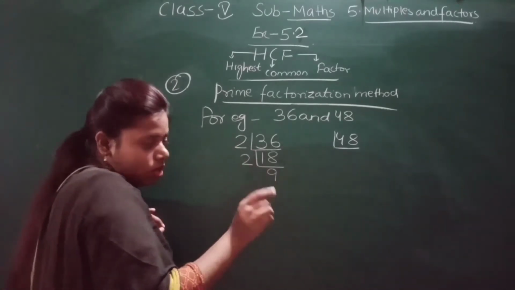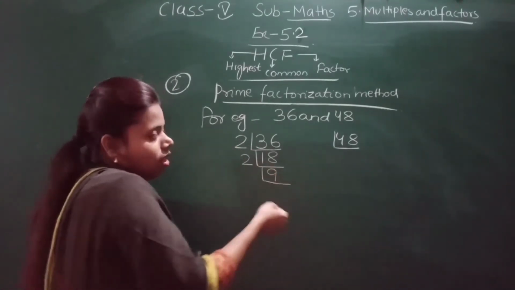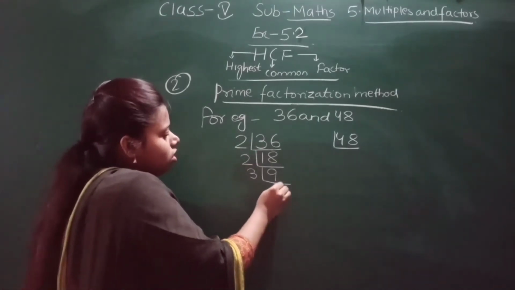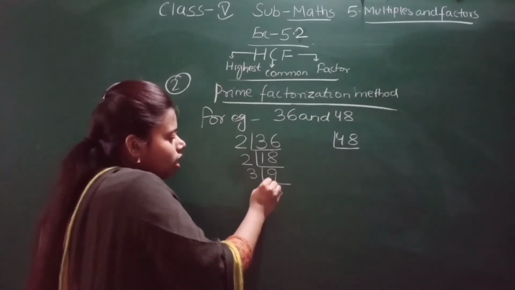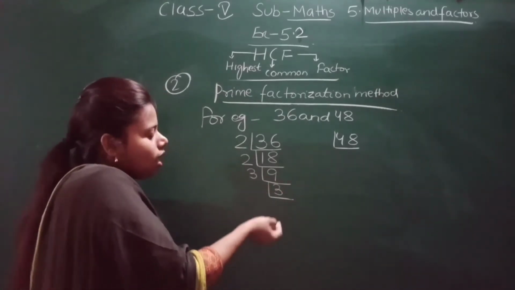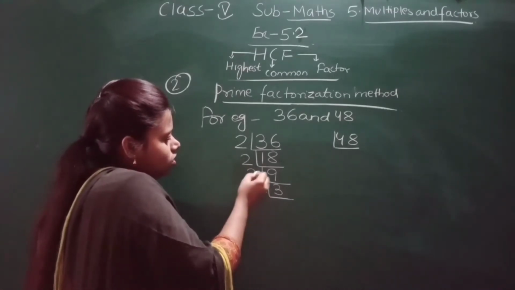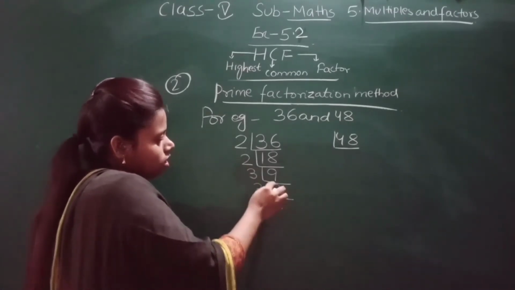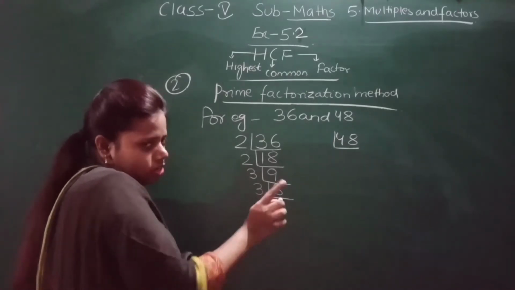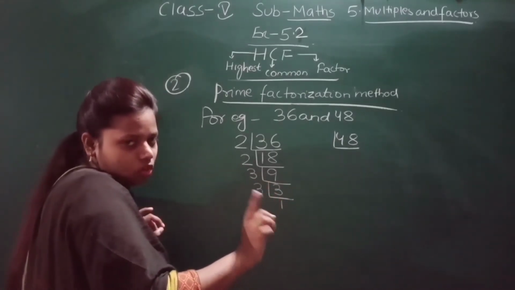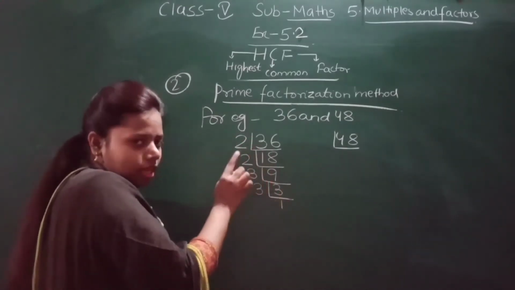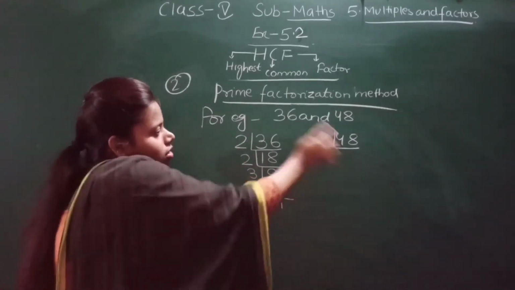Now 9 came. 9 will not come in the 2 table. So will it come in the 3 table? Yes, it comes in the 3 table. That means you will write here 3 threes are 9. Now 3 is a prime number. You can leave it like this also as the prime number. Otherwise you can write here like this, that 3 ones are 3. We will not write this 1 while writing because 1 is not a prime number. So we got 1, that means we have completed this. Now let us solve this.